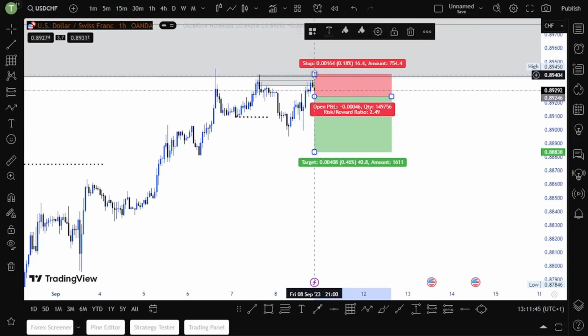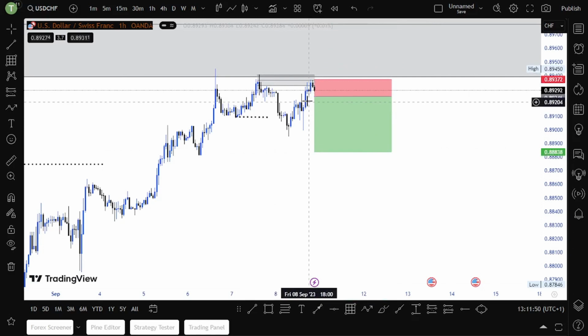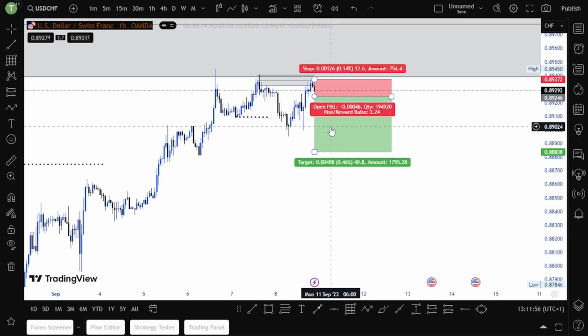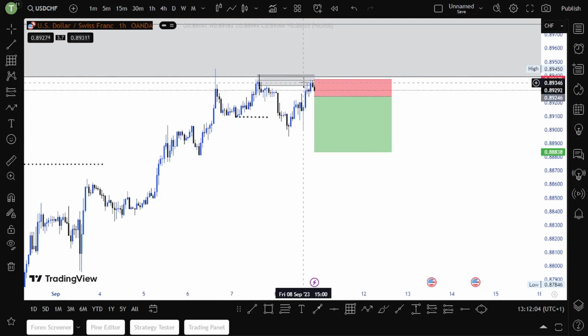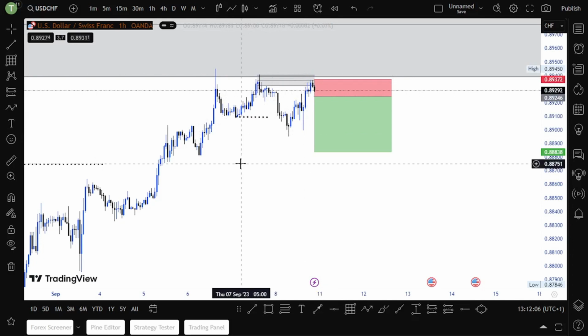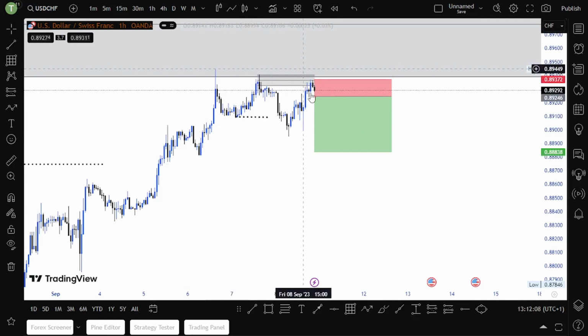Price already tapped into our higher time frame zone. So I will just wait for a break to the downside here, and then I would enter our sales, guys. A 1 to 2 or 1 to 3 risk reward ratio is also good. As you can see, here is our change of character. Price is currently at a supply zone, so I will just sell, guys. Monday, if I see a break of structure to the downside here, this is our last low.